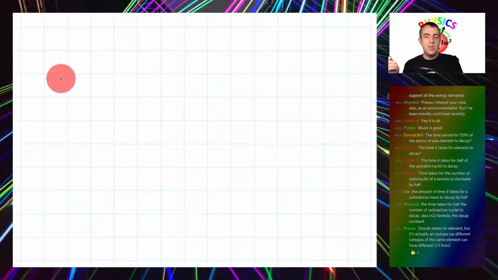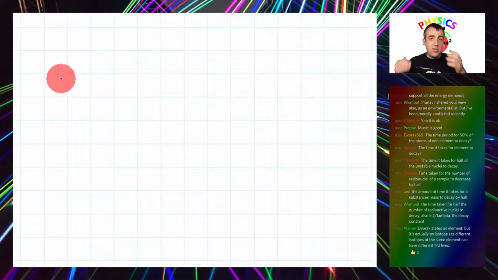What's happening is within that substance, the nuclei of the atoms, if it's a radioactive substance, they're unstable. And so the mass of the substance, it says the time it takes for the substance's mass to decay by half, is a little bit woolly. You could say for the mass of a substance to halve by radioactive decay or something like that, but the mass itself doesn't decay. The mass is still there. So the mass of the radioactive substance.